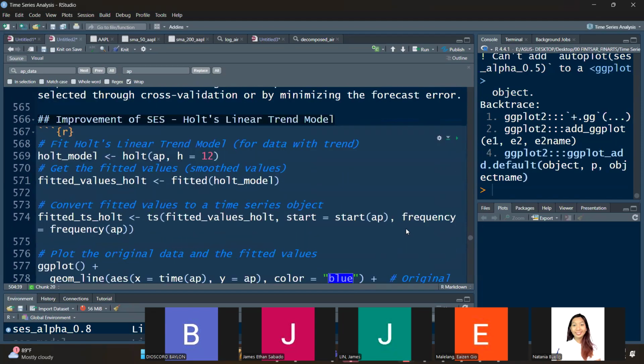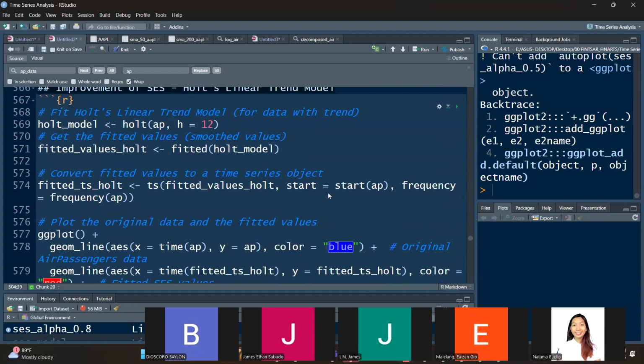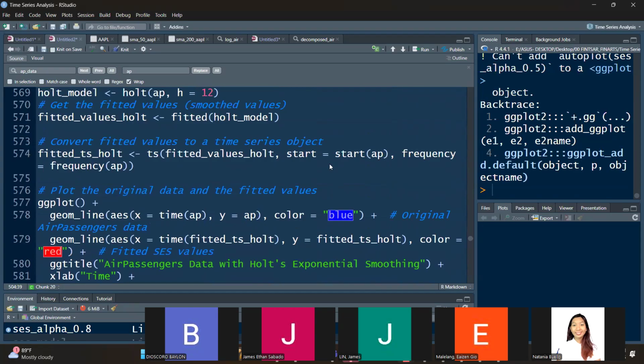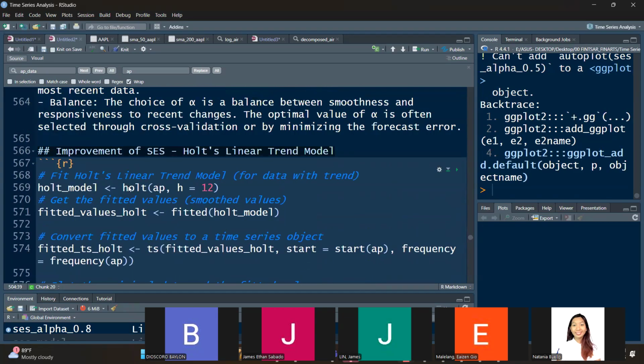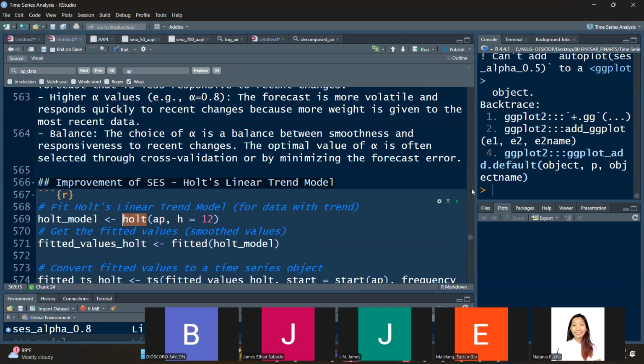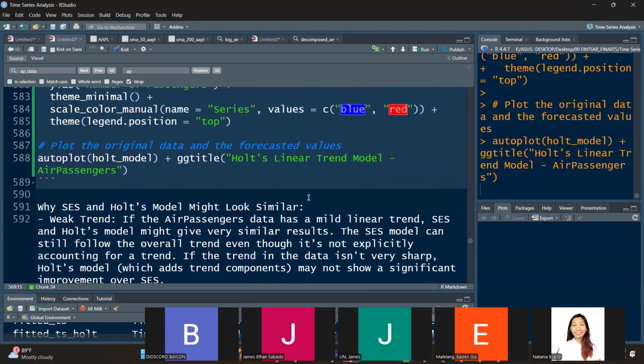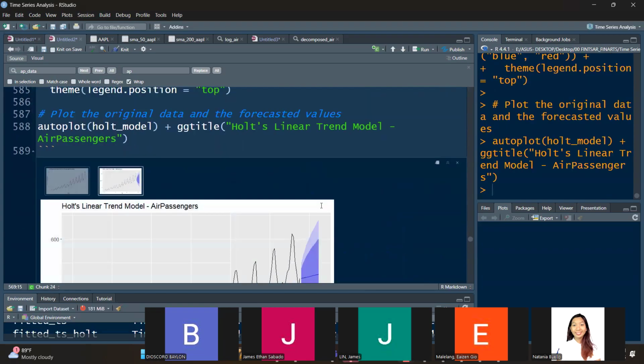All right, so to improve, because the SES has a weakness of not being able to address the trend, Holt's method is able to address the trend. So you make use of Holt here. Let's just quickly run this and plot, class. I hope you give me 2 minutes so that we just run the Holt's. Okay, so this is the Holt's method. It's an improvement of SES.